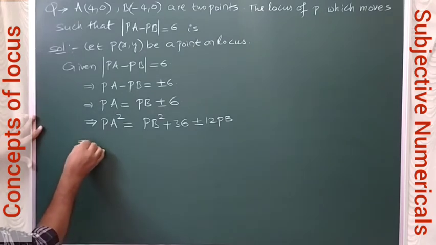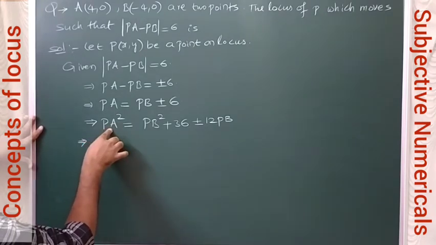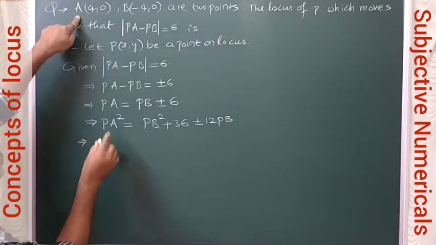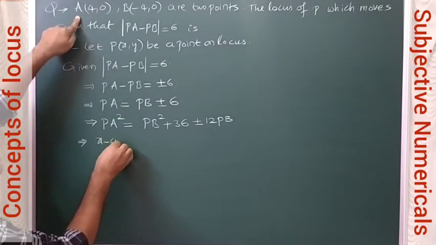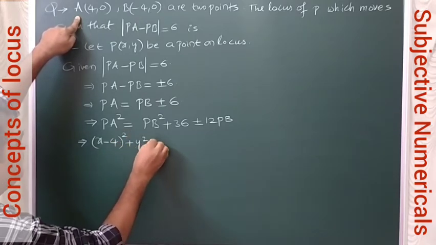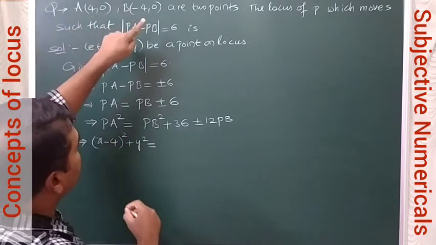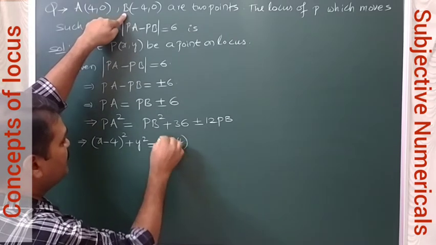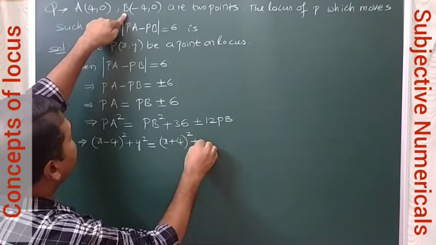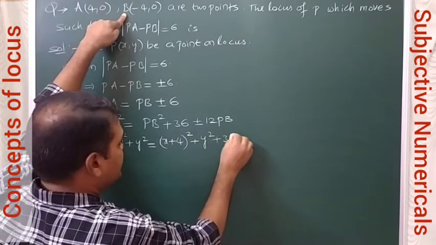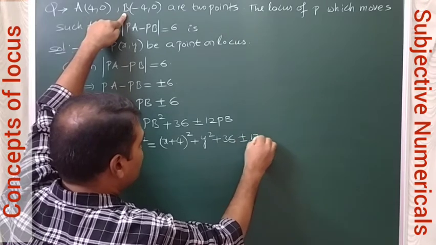Okay, so I will write PA square now. PA square, use distance formula. This is P, this is A. So (x minus 4) whole square plus y square. PB square, this is P, this is B. (x plus 4) whole square plus y square plus 36 plus or minus 12 PB.